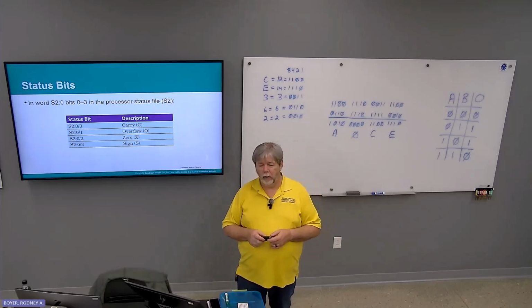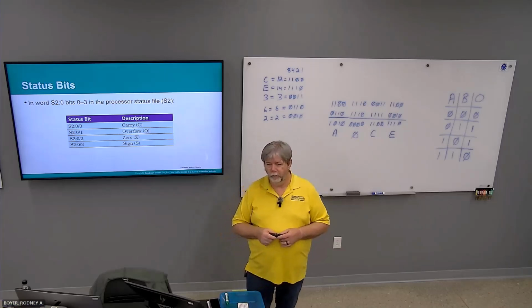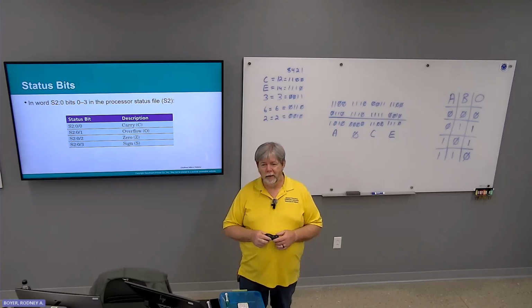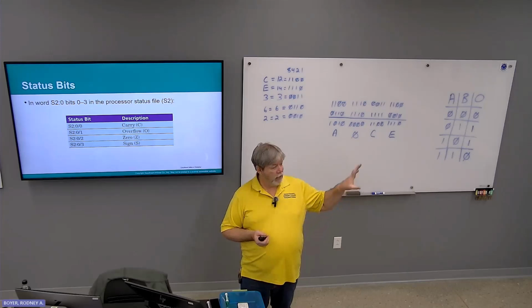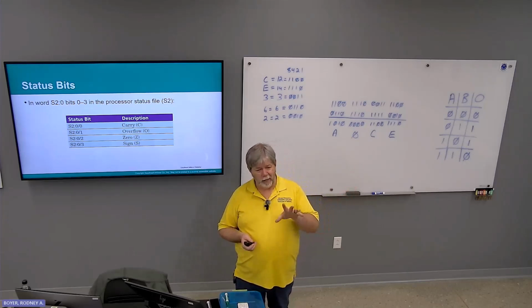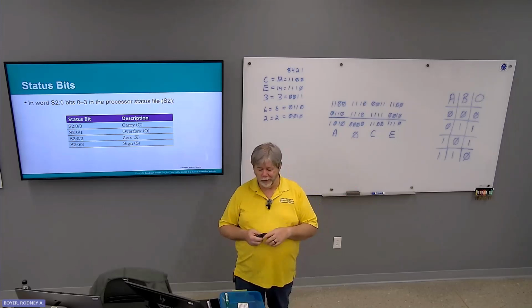Another status bit that we use frequently is the battery low. Controller will warn you when the battery gets low. You put that on a status light or on your OIT. Have a banner pop up that says, hey, the battery's low, you need to change it.